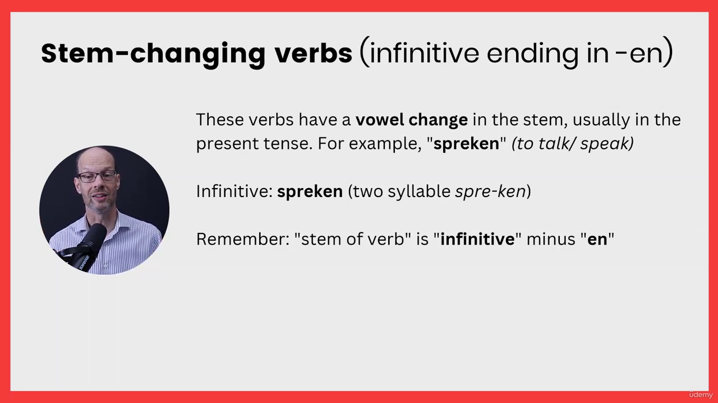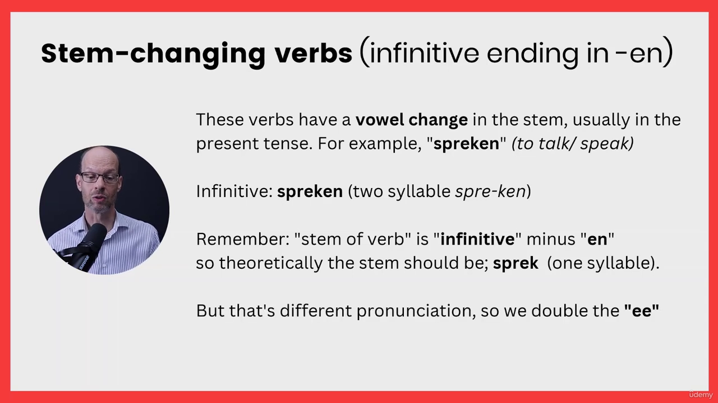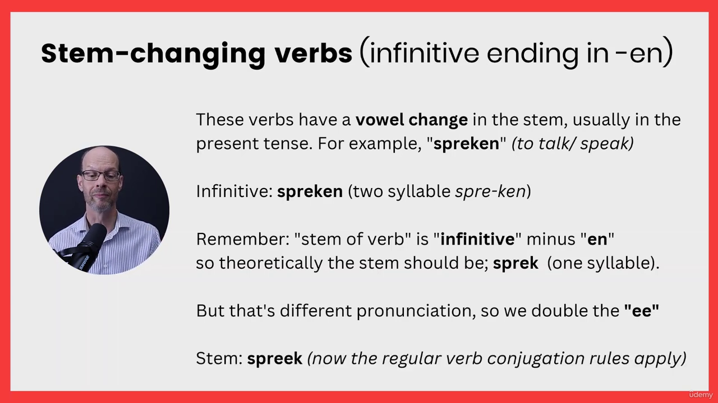So now if we take the stem of the verb, theoretically the stem should be spreken minus en, and it becomes sprek, sprek, right? But the verb spreken had a long e sound, and it was not sprek, so is it a different word now? In Dutch we want to stay consistent with the way you say it, so we're going to change it. Sprek is a different pronunciation, so what we do is we double the e. So the stem becomes spreek.